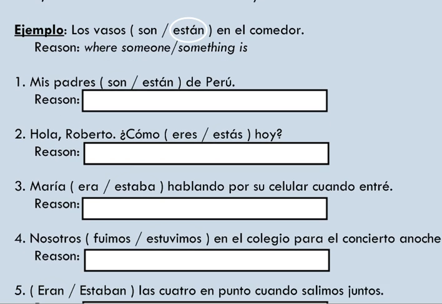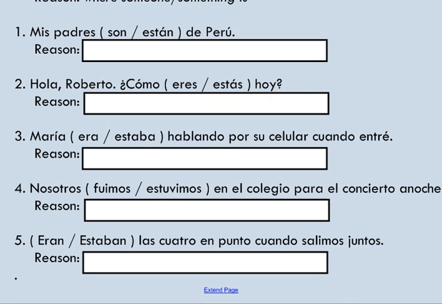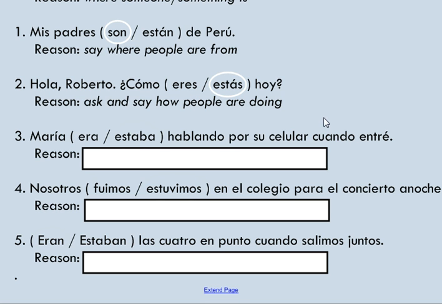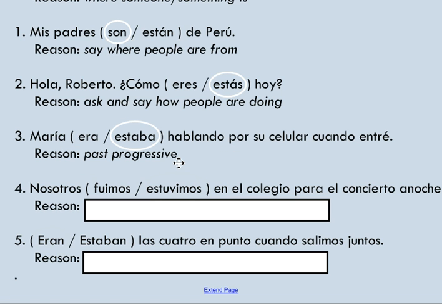Okay, I'm going to move our practice down so we can see all of them here. Número 1, mis padres son de Perú, because we are talking about where they're from. Roberto, ¿cómo estás hoy? We are checking on how he's doing. We see hablando here, so we know that this should be a progressive tense. Estaba hablando por celular cuando entré. It's a progressive.